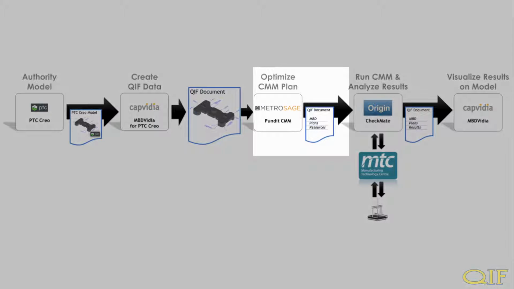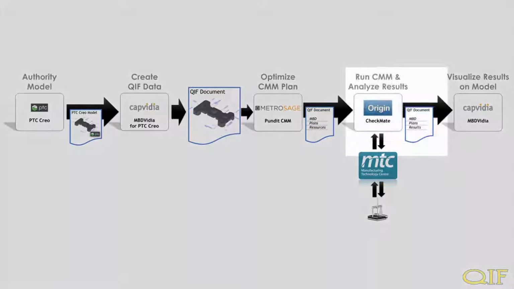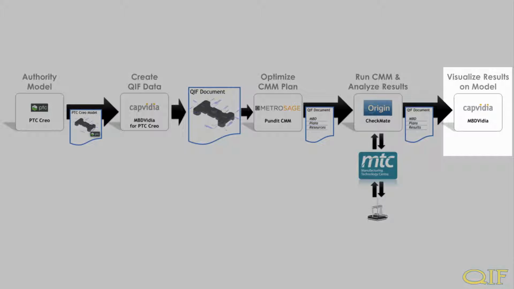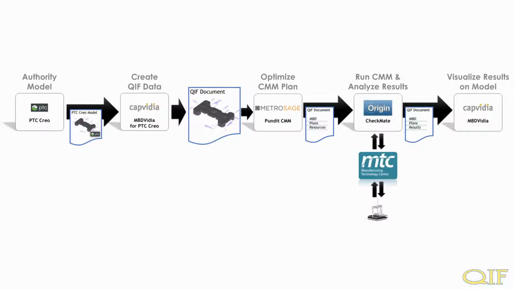A high-level CMM plan, optimized for the given tolerances, will then be created. A DMAS CMM program will be generated, then sent off for execution, and the results will be analyzed. These results will then be able to be visualized back on the model. Let's take a deeper look.